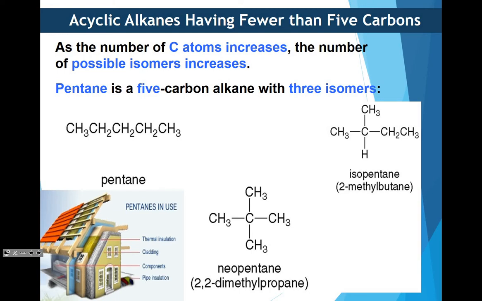So pentane in a straight zigzag line, because remember it'd be 1, 2, 3, 4, 5. Or it can be isopentane, which is 2-methylbutane, or neopentane, which is 2,2-dimethylpropane. These are used a lot in housing, clapboard and cladding, components, pipe insulation, and thermal insulation.